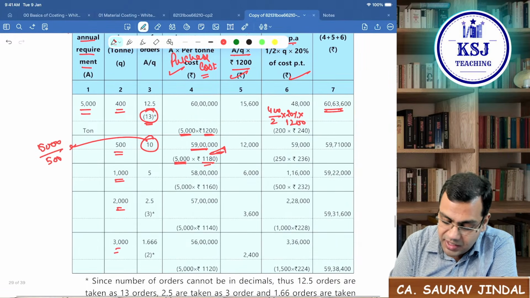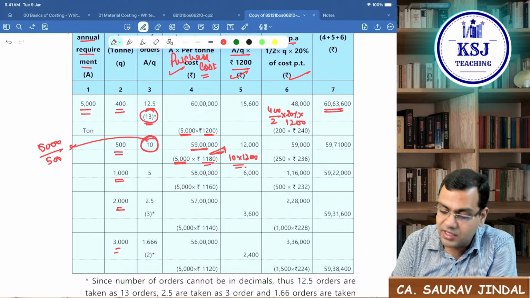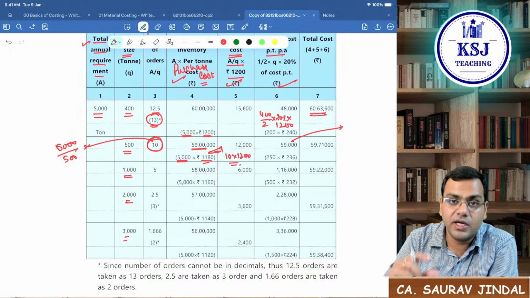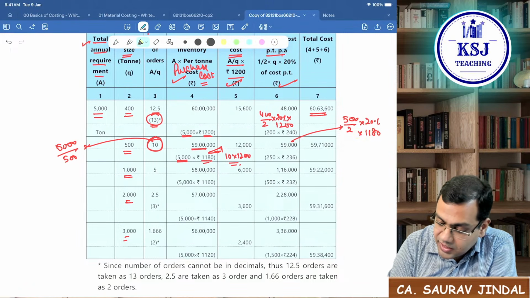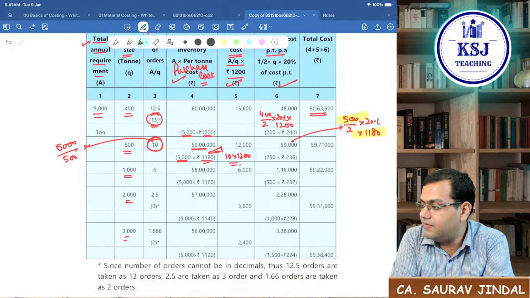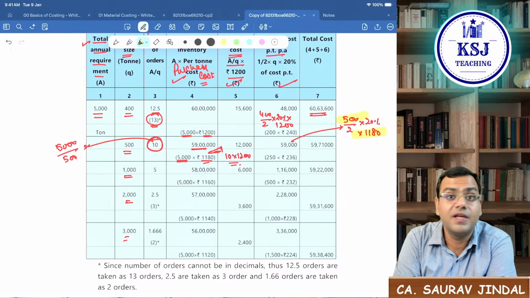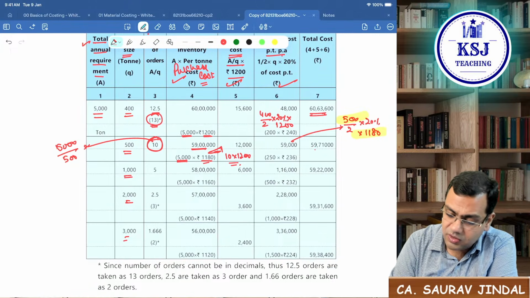Then ordering cost will be number of orders into 1,200, 10 into 1,200. How will you calculate the carrying cost now? The carrying cost, again you have to be very careful. Carrying cost will be, what is the order quantity? 500 divided by 2. This will give you average inventory into 20%. 20% of what? 1180. So this will change. It is not 20% of 1,200 every time. Here it will be 20% of 1180, sir. Is that clear? So you will calculate total cost.